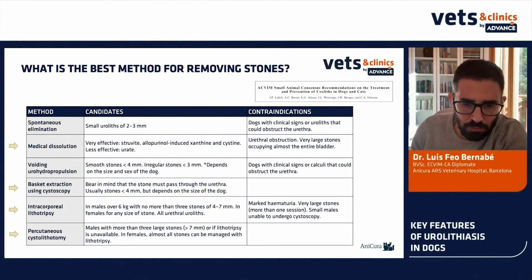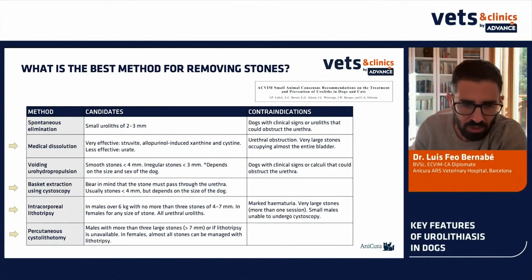For sure, the medical option will be very effective in struvite, allopurinol-induced xanthine, and cystine, and is clearly less effective in urate. Even if we have struvite or allopurinol xanthine, if we have a urethral obstruction or a very, very large stone, probably medical dissolution is not an option. But for sure, I will say that struvite is one of the biggest ones that we need to think about in medical dissolution.